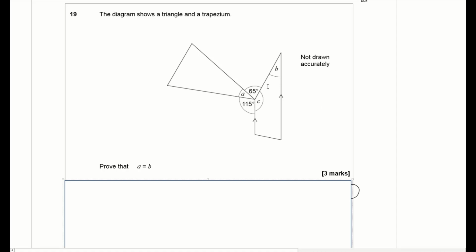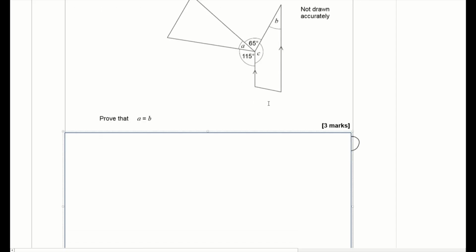The first fact we can use concerns angles about a point. If we look at this point here, we know all of the angles about that point, and this must sum to 360 degrees. If we look at B and C, they form part of the angles in this trapezium, of which this side and that side are parallel. That means that B and C are allied or co-interior angles and must sum to 180 degrees.